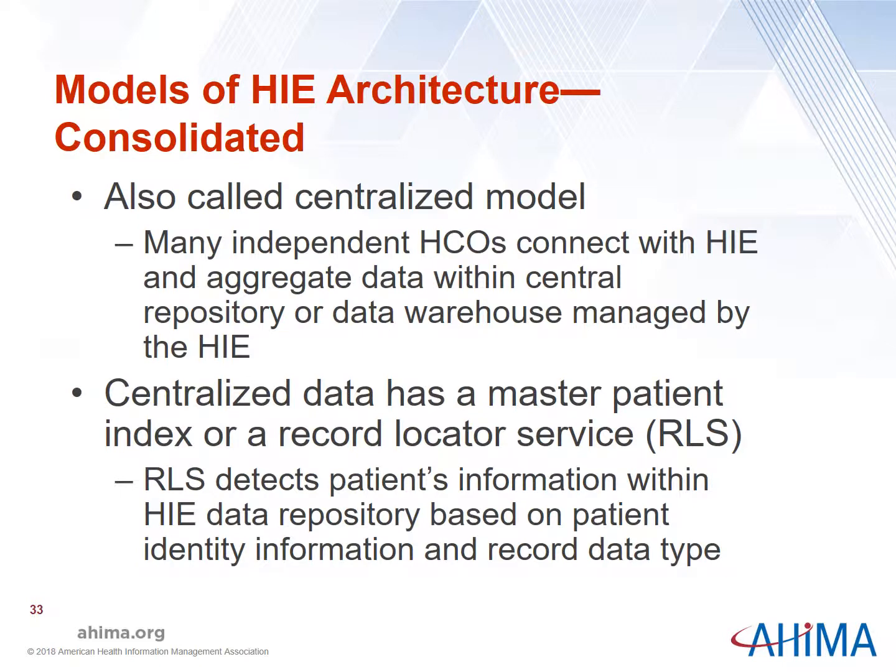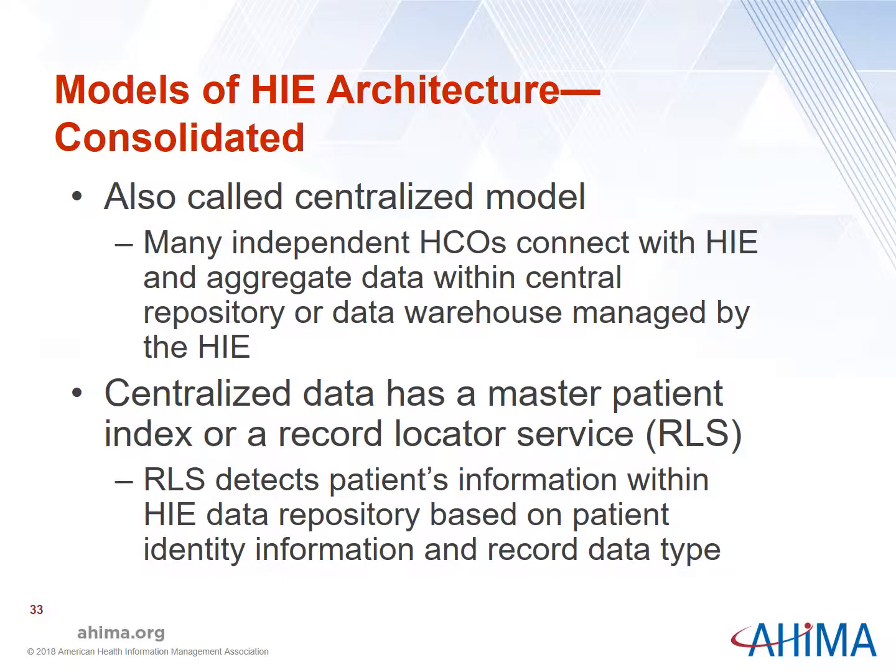HIE architecture refers to the configuration, structure, and relationship of hardware in an information system. There are three types of HIE architecture that are most commonly used in the United States: consolidated or centralized model, the federated or decentralized model, and finally the hybrid model.